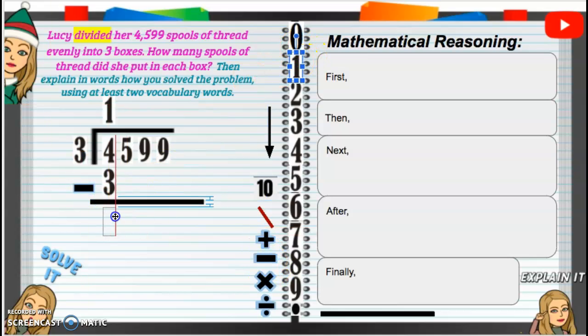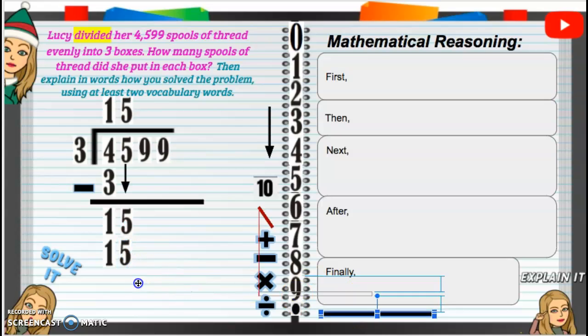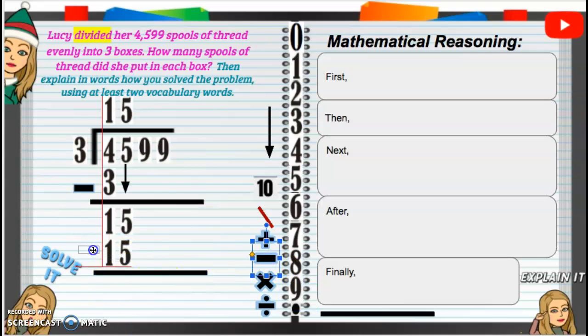All right, am I done? No. We got to bring down that 5. We didn't use it yet. So bring down that 5. Now we can ask ourselves, how many times does 3 go into 15? 3 goes into 15 5 times, because I know that 3 times 5 is 15. I'm going to put that right down here. And then I'm going to subtract. Well, 5 minus 5 is 0. 1 minus 1 is 0. So in other words, 15 minus 15 is 0.